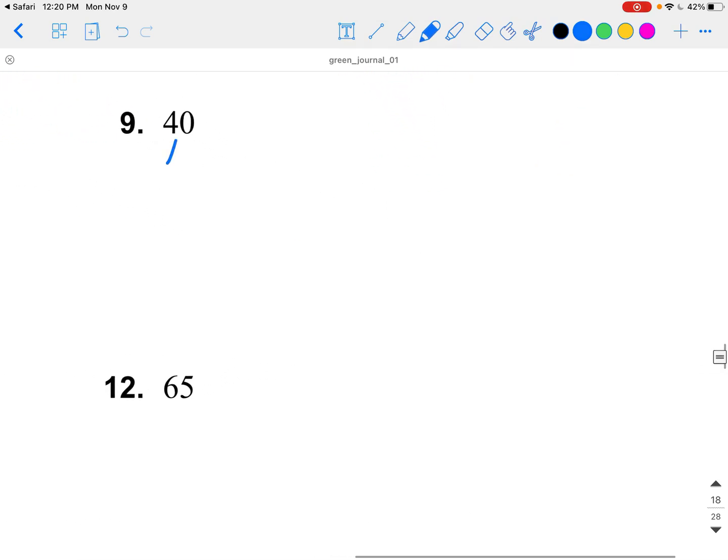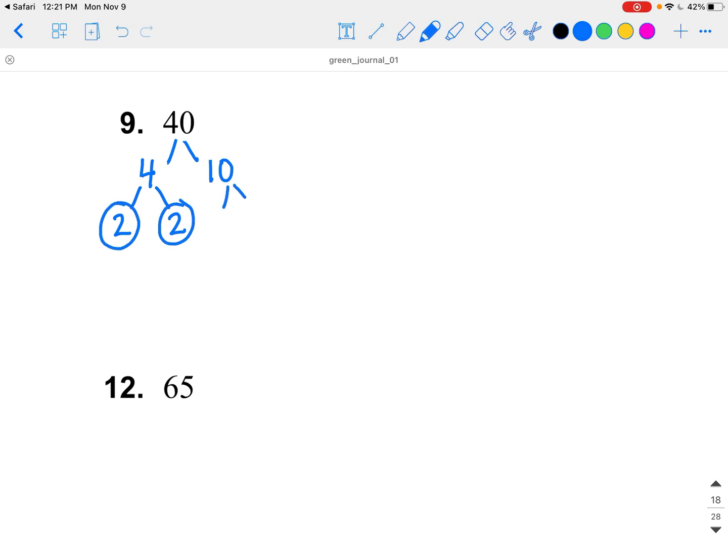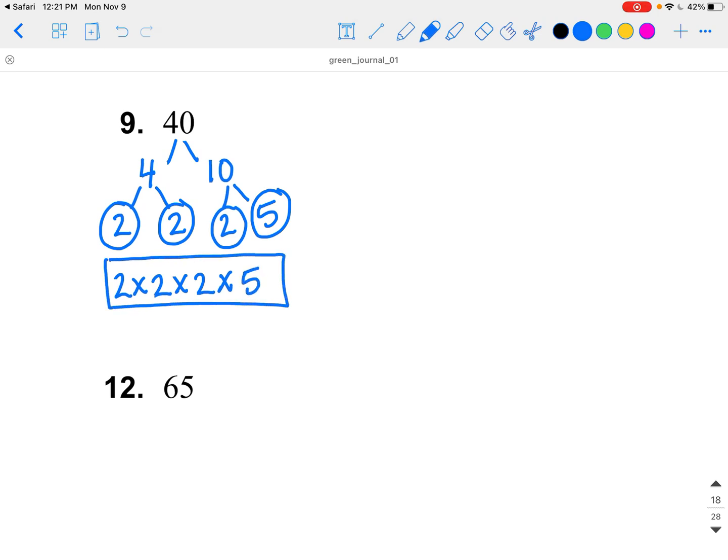And let's do number 40. So I'm going to break this down. Think about two numbers that multiply to 40. How about 4 and 10? That's the first one that came to my mind. And now you're going to keep breaking down these numbers until they're only prime numbers. So to get 4, I know I would multiply 2 and 2. Those are both prime, so I can circle them. And to get to 10, I know I'd multiply 2 and 5. 2 is prime, and actually so is 5, since the only factors of 5 are 1 and itself. So the prime factorization of 40 would be 2 times 2 times 2 times 5. That would be the prime factorization of 40.